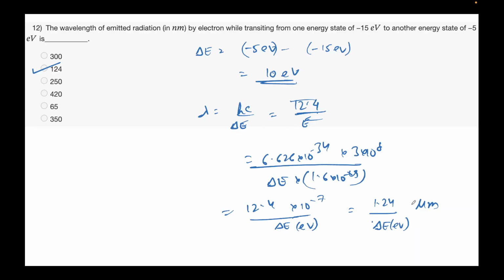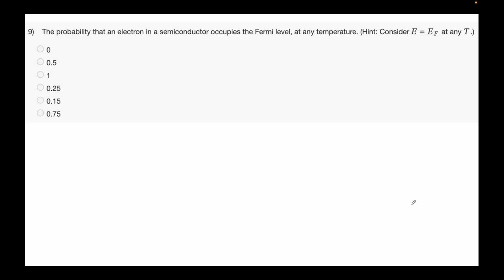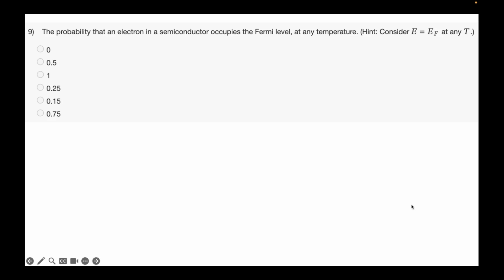Okay, now we have some time. I'll do this problem in the next class, Fermi level, because I don't think Fermi level has been covered in the lectures either. So we'll do this 9th problem. This was the last problem. We'll do this in the next class.